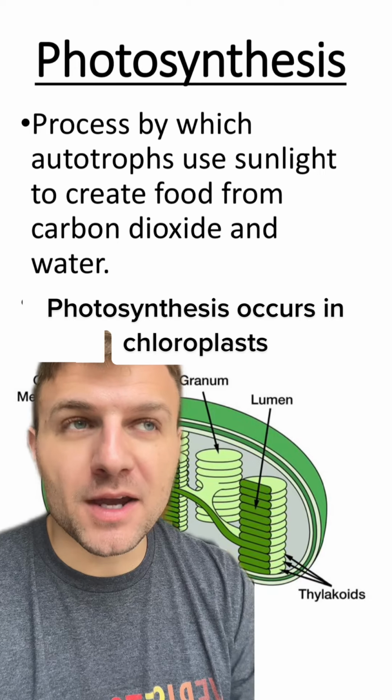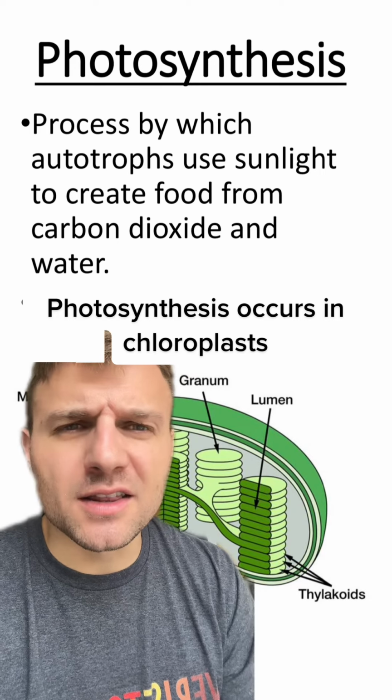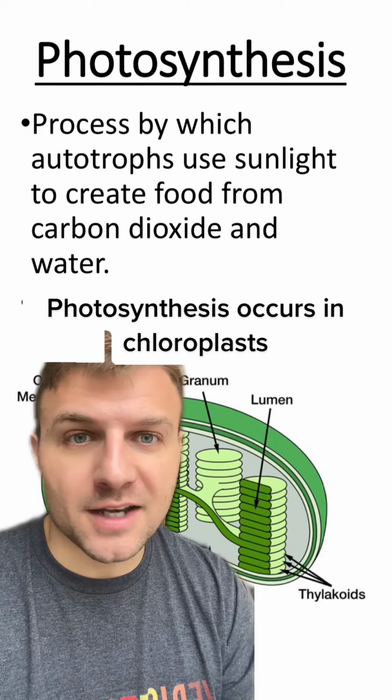Photosynthesis is the process by which autotrophs use sunlight to create food from carbon dioxide and water.